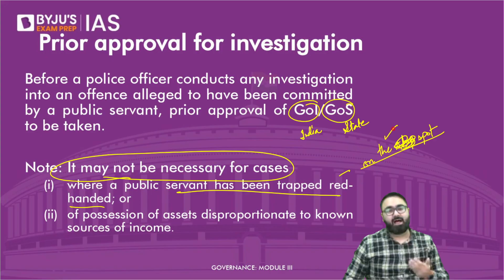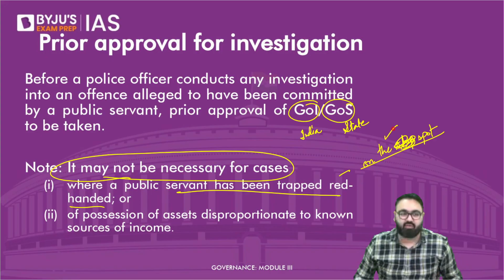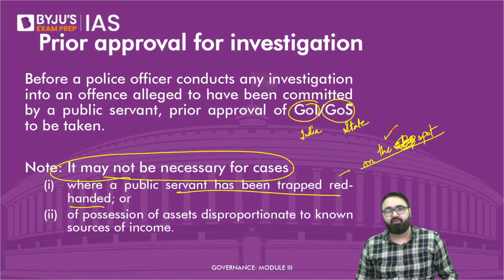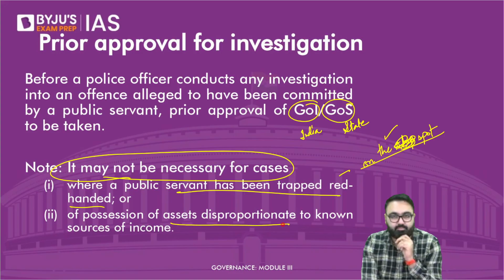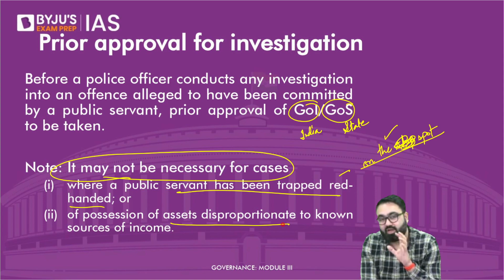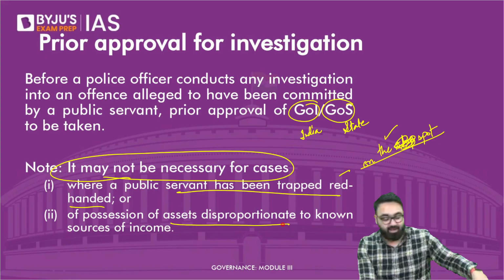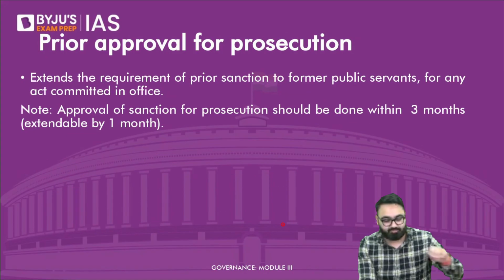One other circumstance when you don't require the government's permission is if there is a case of disproportionate assets. If there is a case of disproportionate assets, again, you do not require the government's permission before starting the investigation. You don't require the government's permission in both of these cases.